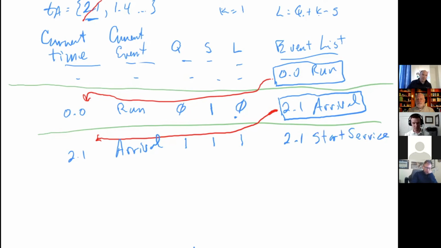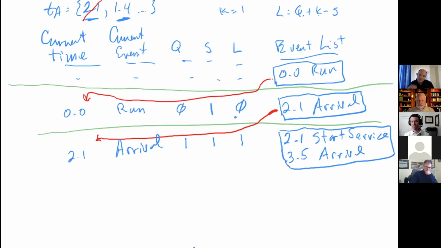Okay, that's one schedule. The other that we schedule is an arrival event at now plus the next delay. What's the next delay? 1.4. So at time 1.4 plus 2.1, we schedule the next arrival. All right, and that's all we've done. That's all it does. That's it.